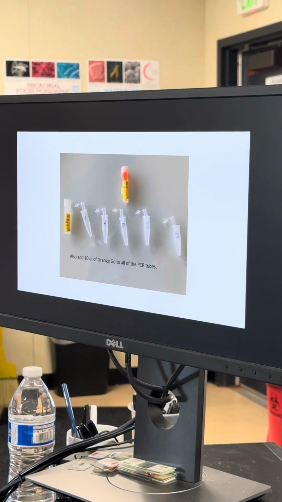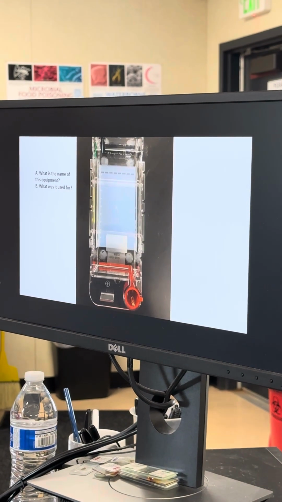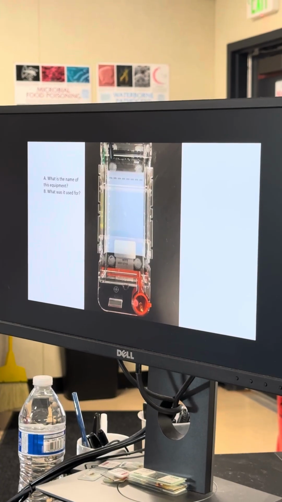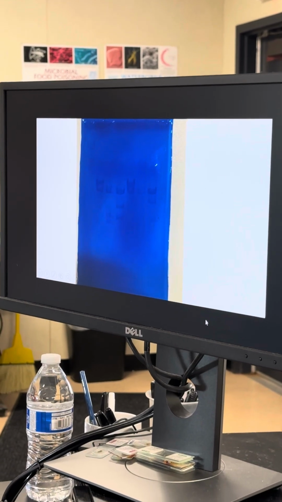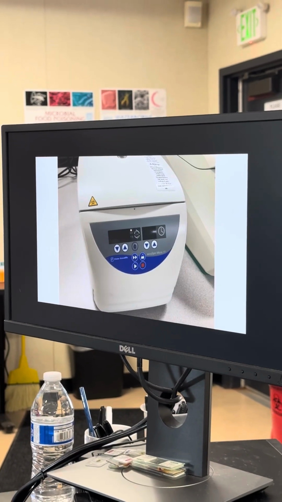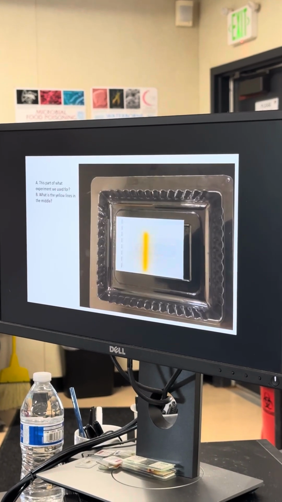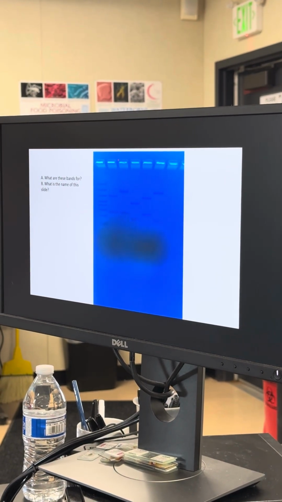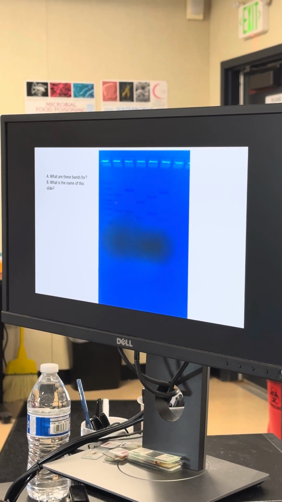PCR. Again, none of these you have to worry about. The gel electrophoresis machine, right? What is the name of the equipment? Gel electrophoresis. Okay, we talked about them. I don't think this is the vortex machine, right? Again, mini centrifuge, again, none of these, well, we did talk about these guys, right? We did talk about this today.